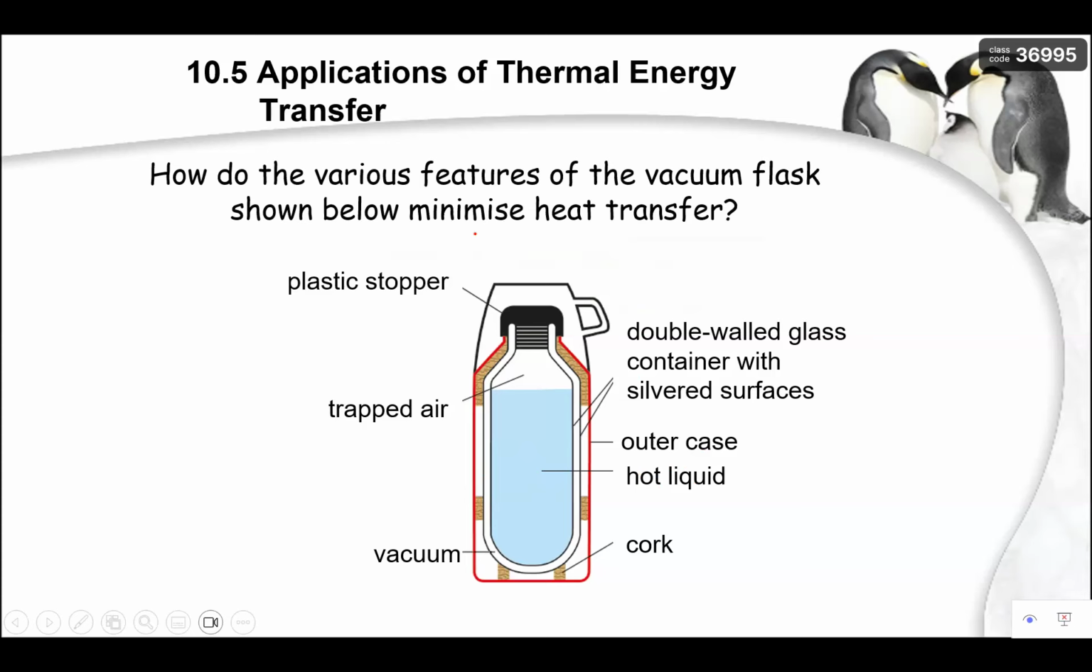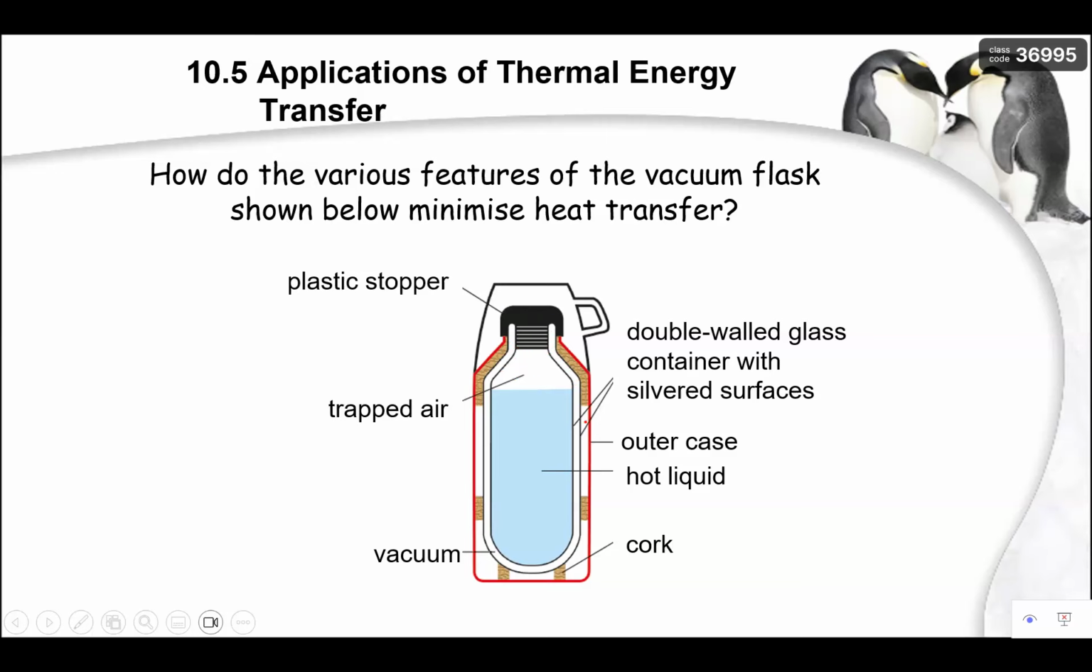Okay, so these are the main parts of a vacuum flask, and all these parts play an important role in minimizing the heat transfer. I'm going to go through the parts first. There's a plastic stopper at the top, which traps air. If you open it, then the air is no longer trapped. The air will be able to move up, out of the flask.